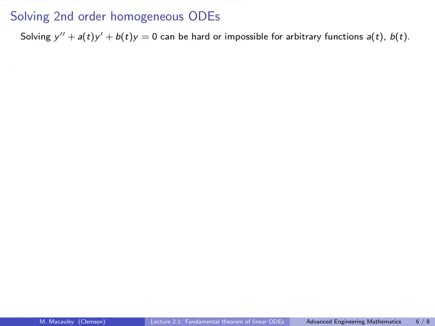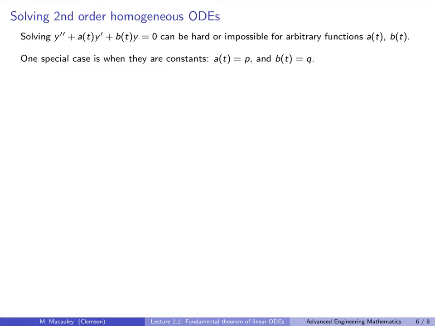Let's conclude this lecture with a more difficult case: how to solve second-order homogeneous ODEs. Now, the general case, when a(t) and b(t) are arbitrary functions, solving an equation like this can be harder and sometimes impossible. So sometimes we can use a power series method, or sometimes we can guess and check.